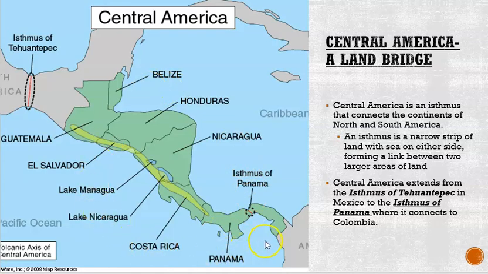As you can see from this picture, the region of Central America is a land bridge between North America in the north and South America in the south. Central America is an isthmus that connects the continents, again, of North and South America. An isthmus, one more time, is a narrow strip of land with sea on either side forming a link between 2 larger areas of land. You will see this again.